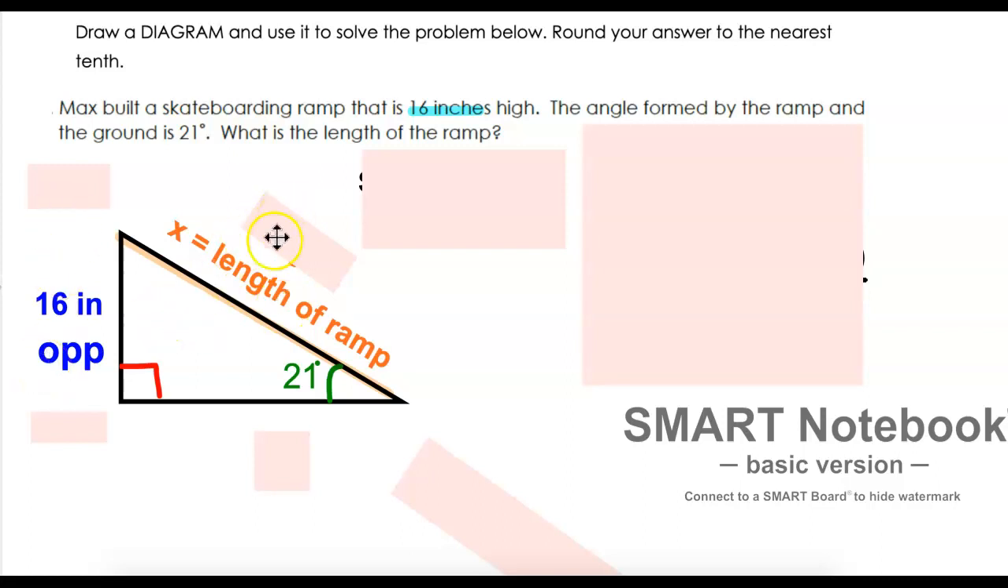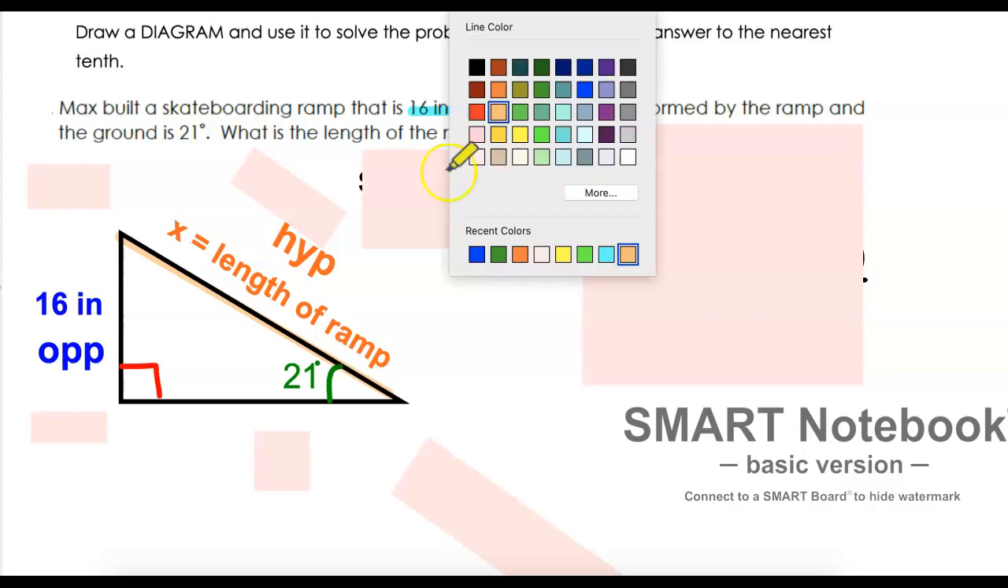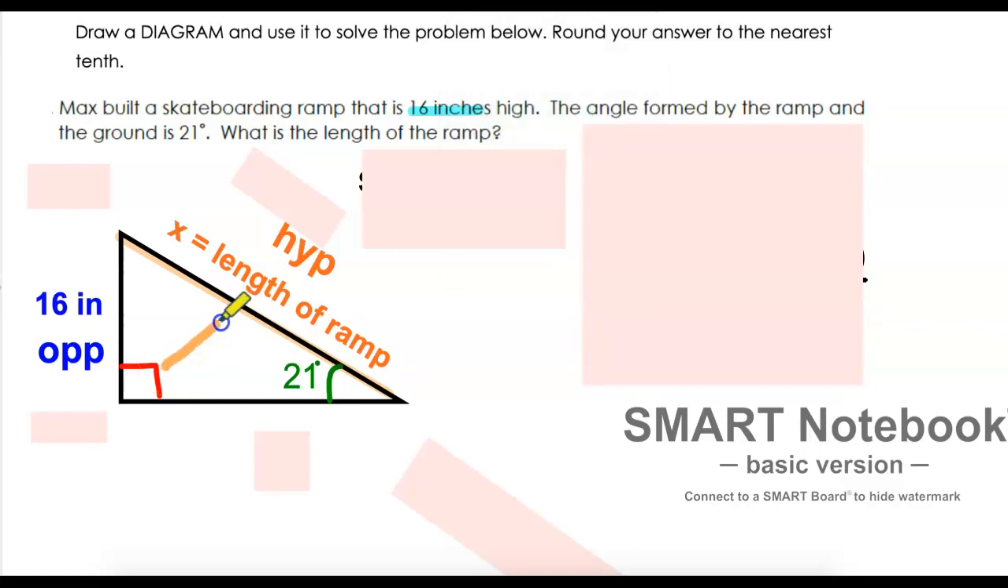And then x is the hypotenuse because remember, the hypotenuse of a right triangle is the longest side of the triangle and it's across from the right angle. So if we take our pencil and we draw an arrow from the right angle across, we hit the hypotenuse. So then we have to think, out of sine, cosine, and tangent, which one of those ratios uses the opposite side and the hypotenuse?